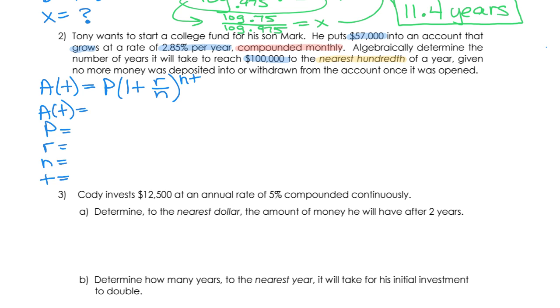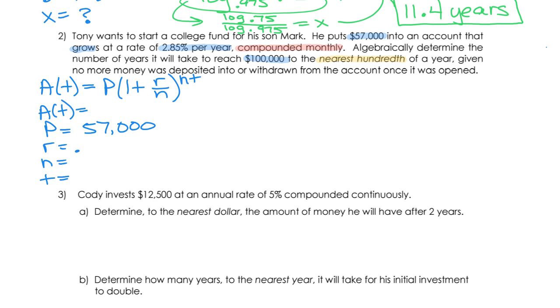And let's see which ones we know. He puts 57,000 into an account. So that's his principal. That's his P. That's his initial amount he's starting with. It grows at a rate. Well, this formula is used for growth, hence the 1 plus in the formula.